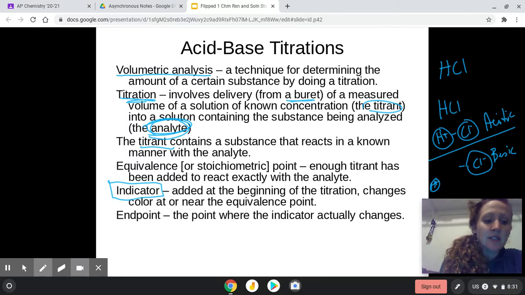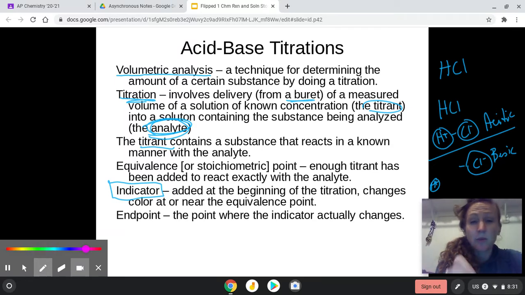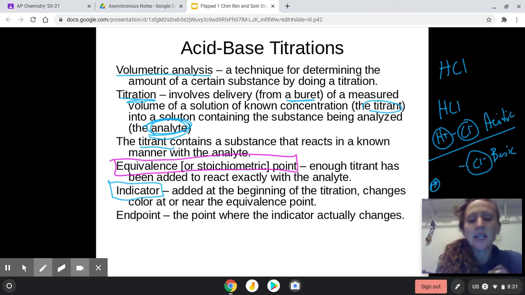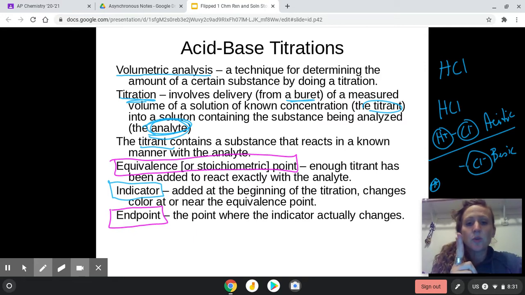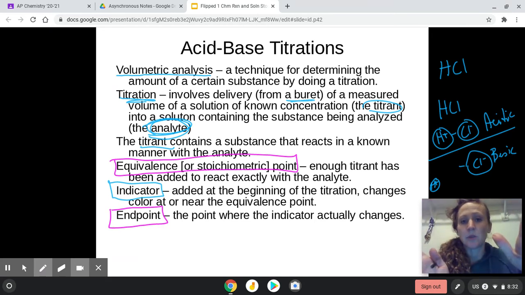And now we have these other two terms that are really close together. One is called the equivalence point. You might hear it called the stoichiometric point, but equivalence point is more common. And then the other one is called the end point. So these two are really similar definitions because they happen around a very similar time. Sometimes they happen at the same time, but their definition is technically just a little bit different, so you should be able to differentiate between the two.